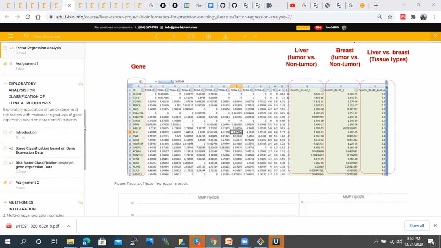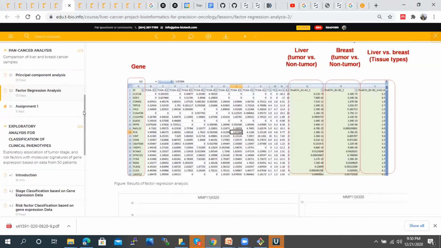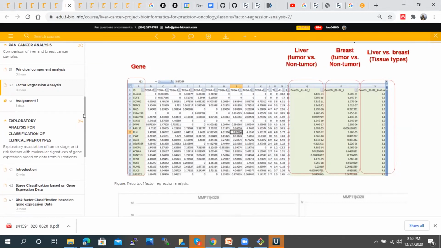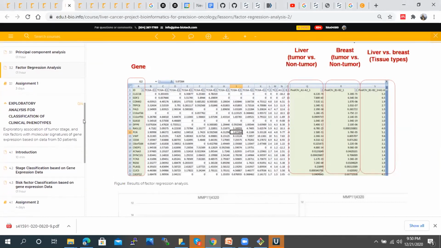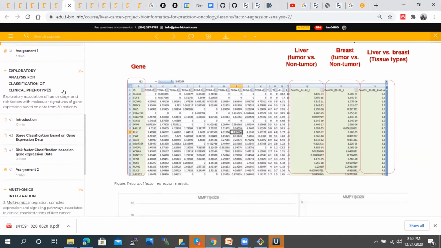Once you are able to identify the signature genes associated with the liver cancer types, we next proceed to perform exploratory data analysis. Here we want to identify or distinguish different clinical subtypes. When we say clinical subtype, cancer can be classified into different tumors, like early stage tumor or late stage tumor. It could be stage 1, stage 2, or stage 3.